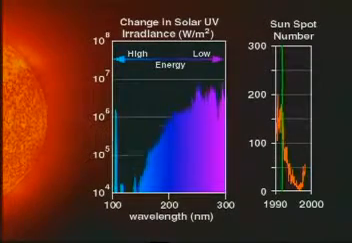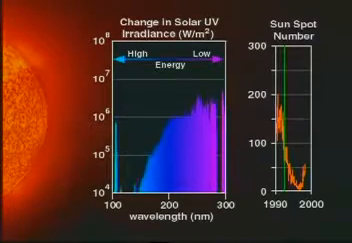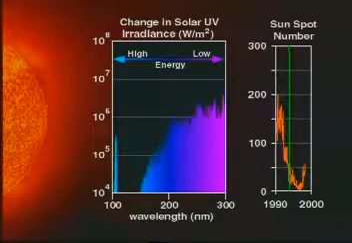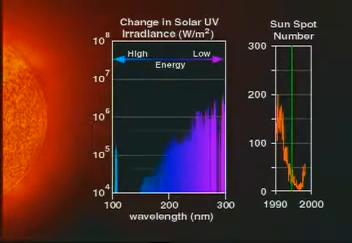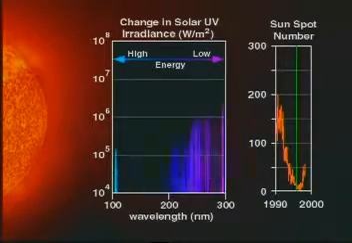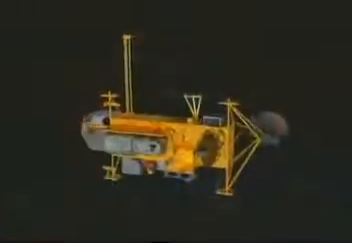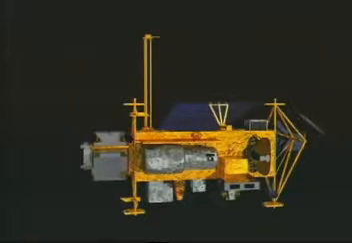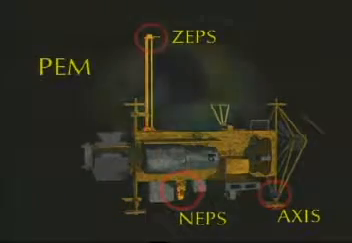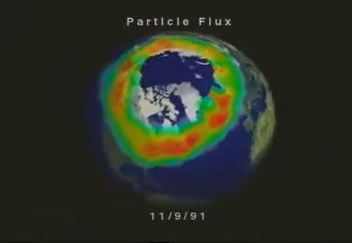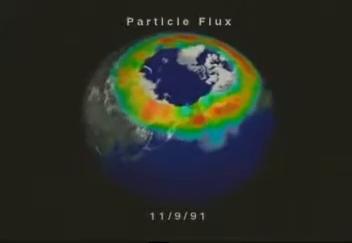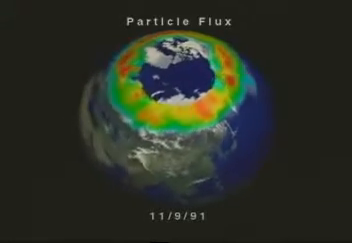Since ultraviolet radiation is screened by the ozone layer, solar measurements must be made from space. SUSIM and SOLSTICE have provided the first comprehensive direct measure of changes in the solar ultraviolet spectrum over the solar cycle. UARS also measures the flux of energetic particles from space using the Particle Environment Monitor, PEM. These high-energy particles cause ozone depletion at high altitudes by producing nitrogen and hydrogen radicals.